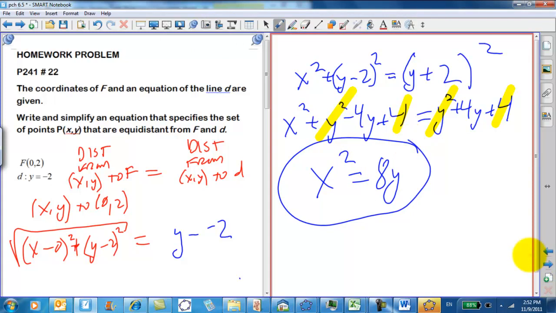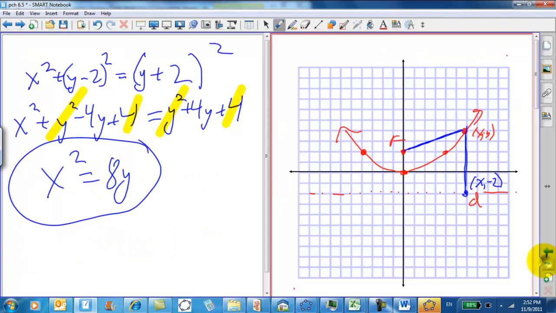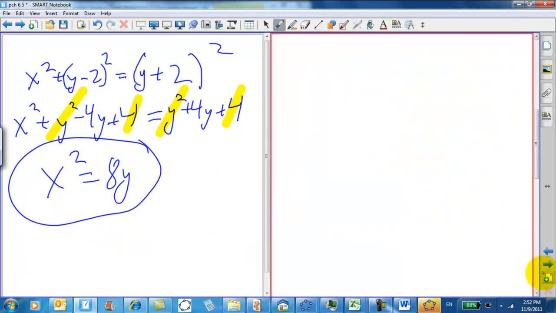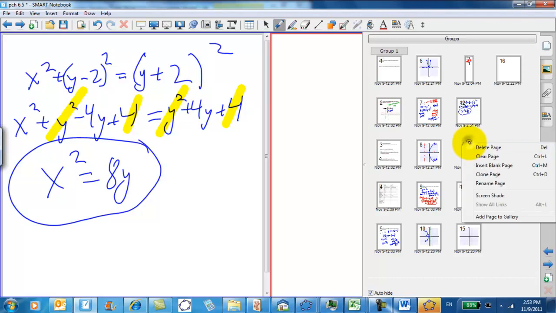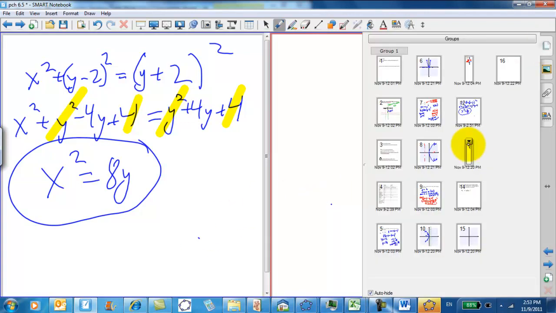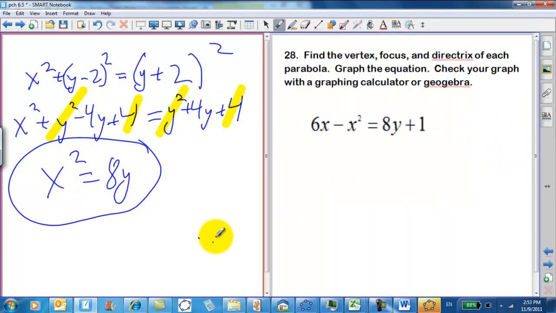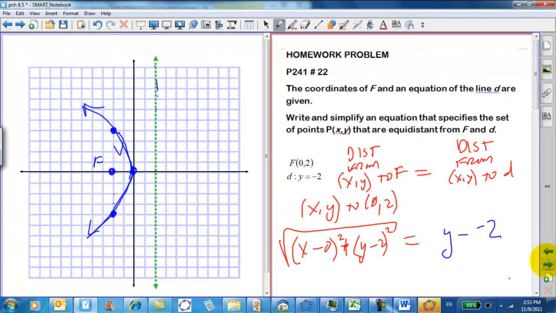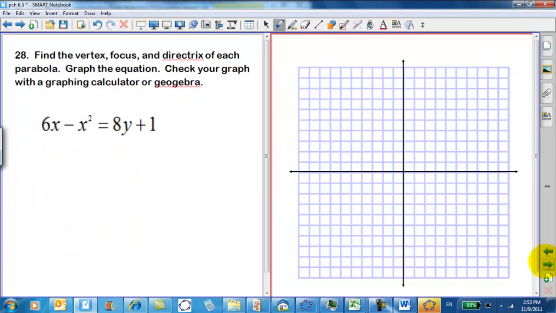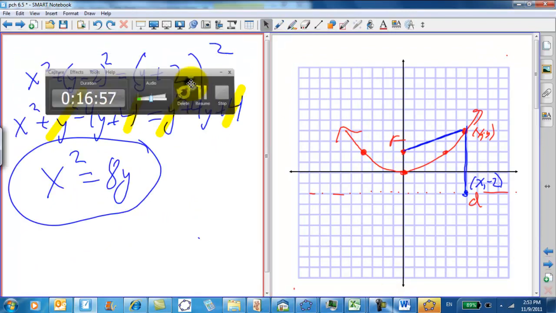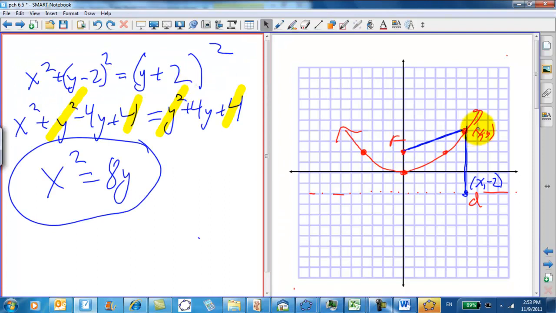Now, is that consistent with what we had on our graph? x squared equals 8y. Do the points work in here? And here's the graph. We've got definitely a point here at (4, 2): 16, yep, and (-4, 2), yep, they both check out.